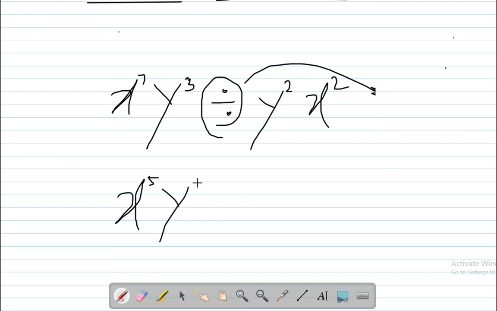And in this case, as you can see, 3 minus 2 equals 1. When you're getting a 1, you're not going to write any power. You can actually write it, but it is not that important to write it, but it is your own choice to write it.